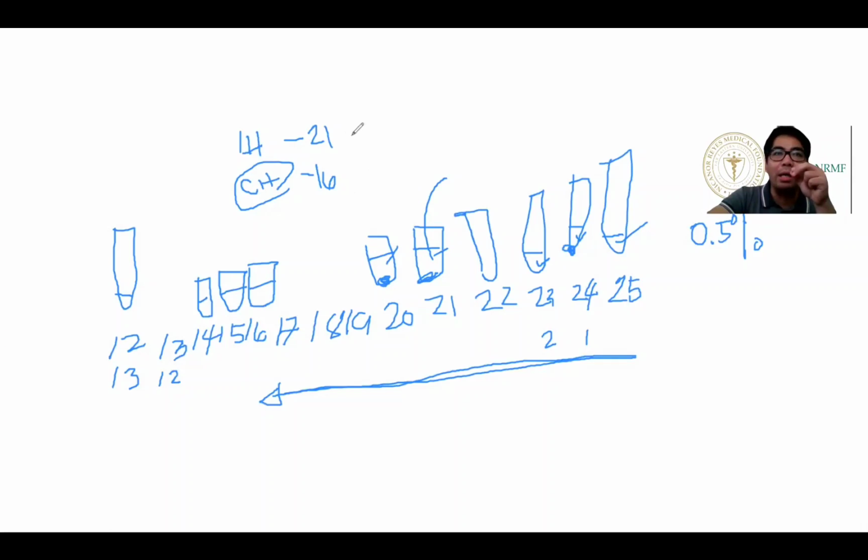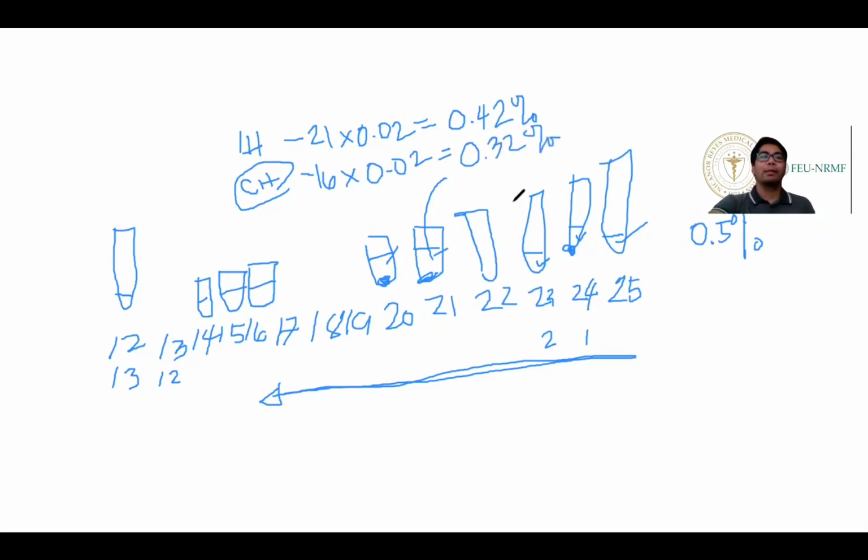So multiply it with a factor of 0.02. So the answer here will be 0.42%. Tama ba? 0.42. Then the same thing for test tube 16, multiplied by 0.02. This is 0.32%. Okay. So, ang concentration ng salt na kung saan nangyari ang hemolysis ng RBC ng pasyente: 0.42% yung initial hemolysis, complete hemolysis, 0.32%.